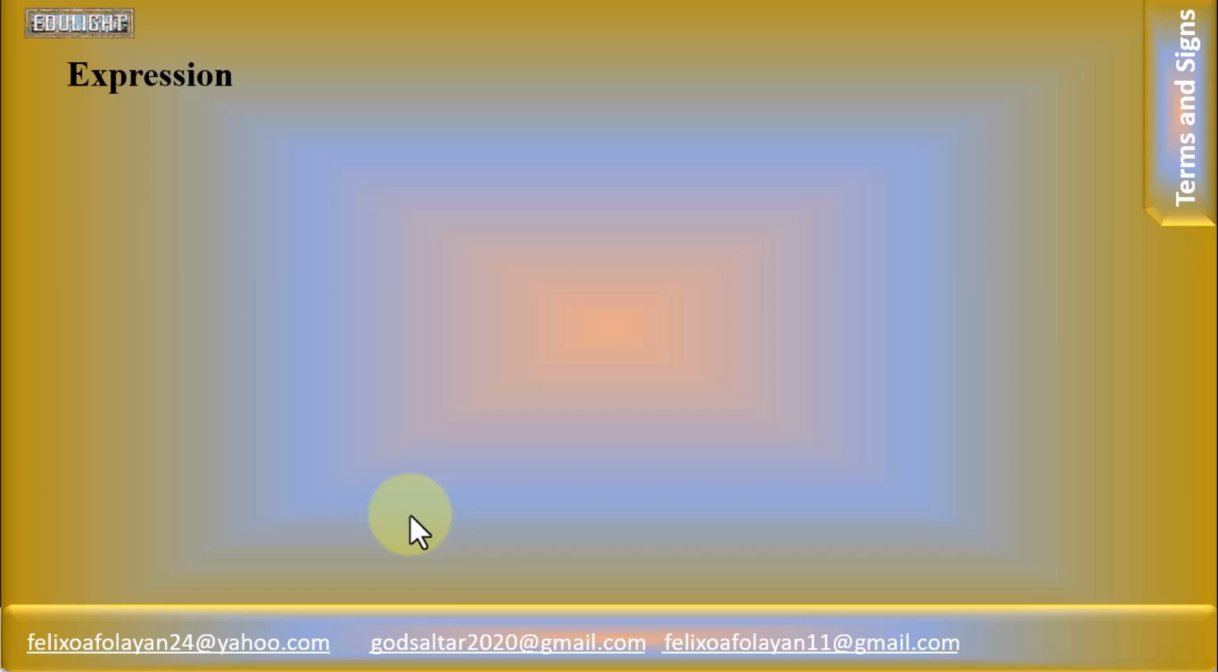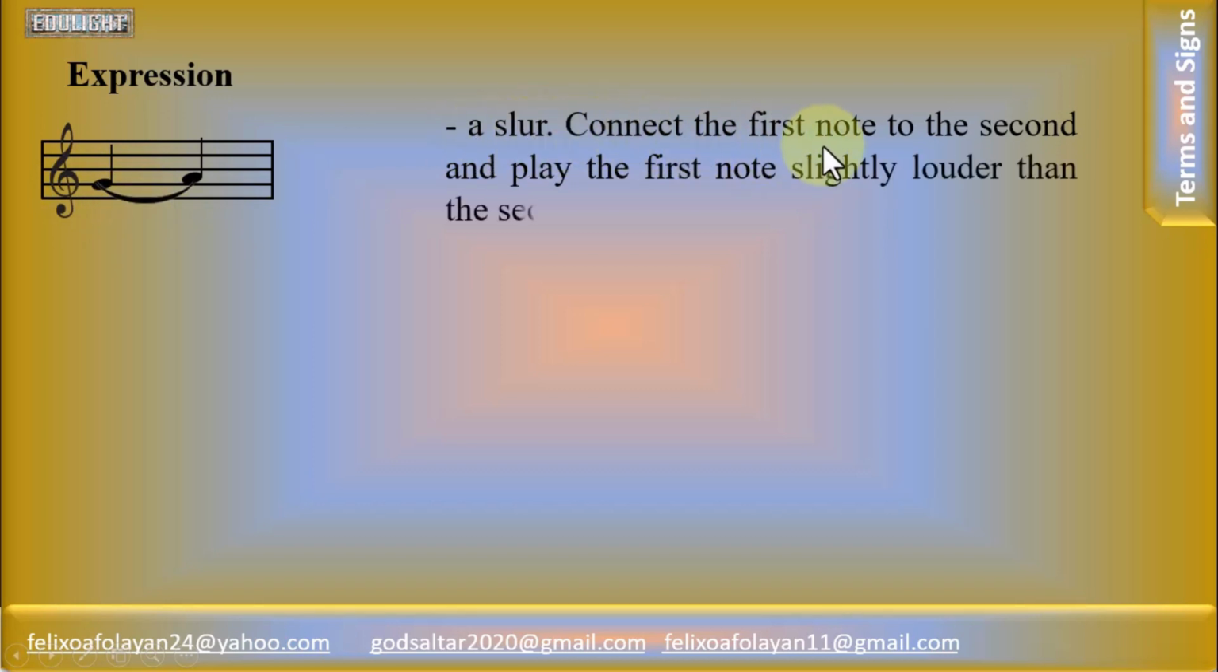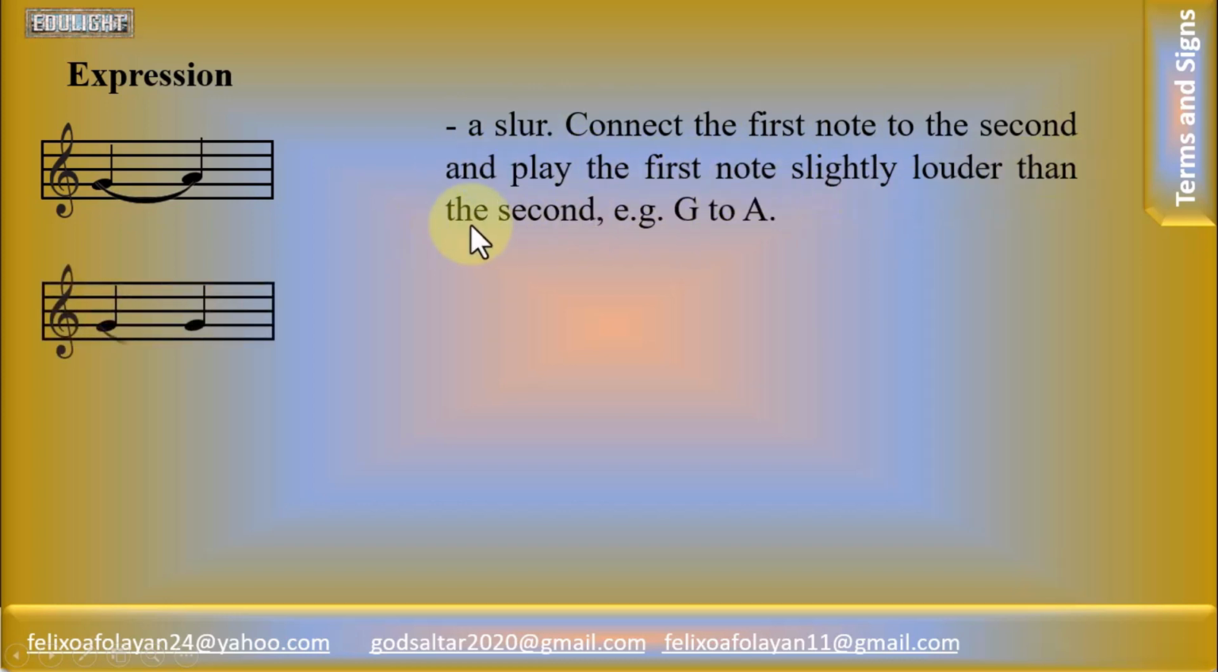Then, as the expression continues, if you have something like this, we have discussed it some time ago, but this is just the opposite of it. If you are seeing this note is on the line and this one is on the space, there is something joining them together. What joins them together is called a slur, connecting the first note to the second and playing the first note slightly louder than the second one.